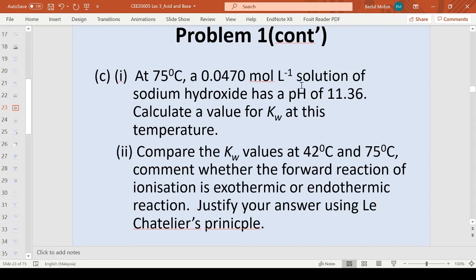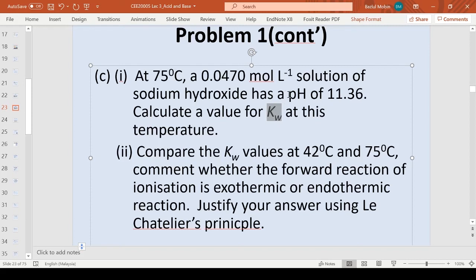Continue with the problem 1, it says that at 75 degrees centigrade, 0.000470 mole per liter of solution of sodium hydroxide has a pH of 11.36. Calculate the value of Kw at this temperature. So for this, the Kw value is asked, and we have only two clues: the concentration of the sodium hydroxide solution and the pH of that solution.